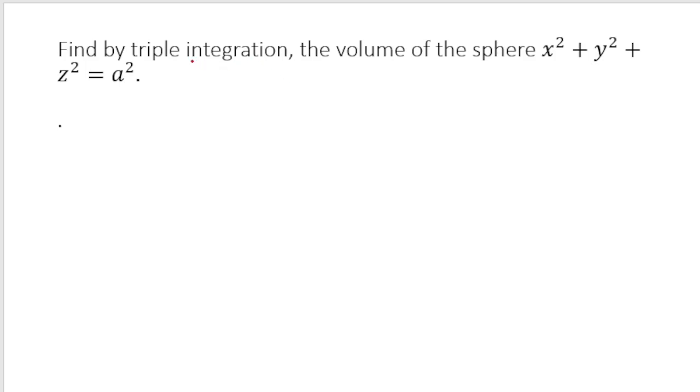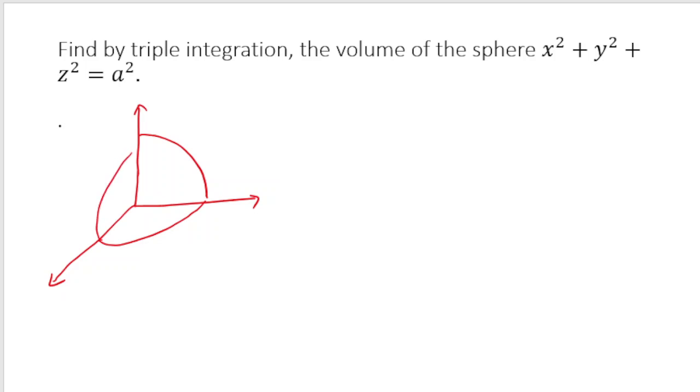Okay, find by triple integral the volume of the sphere, that is x square plus y square plus z square is equal to a square. We have seen the ellipsoid problem, but in this sphere problem I think you will not have much confusion. Here also I am going to take the region bounded in the first octant. So the region bounded in the first octant will look like this, the way I have drawn, and I missed this line. So can you visualize?